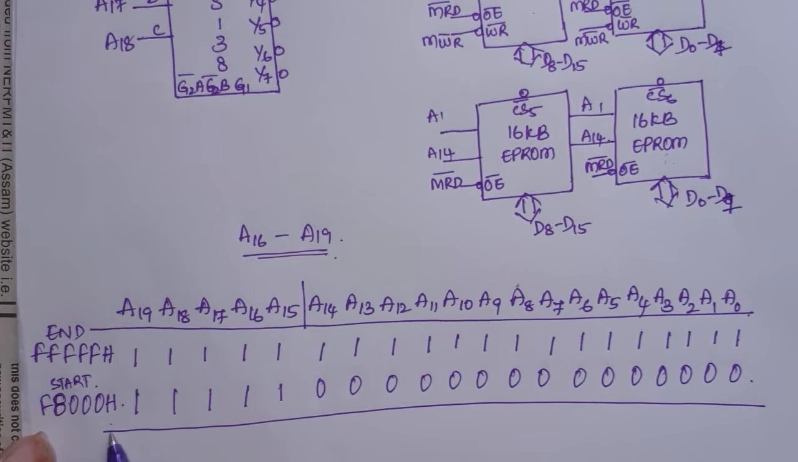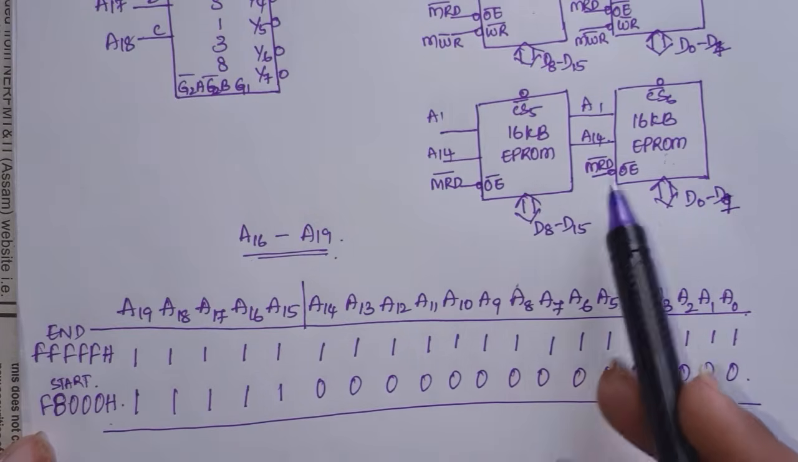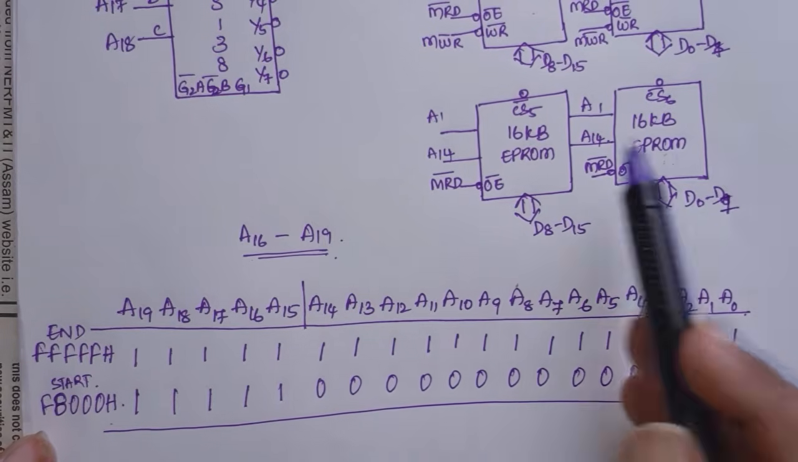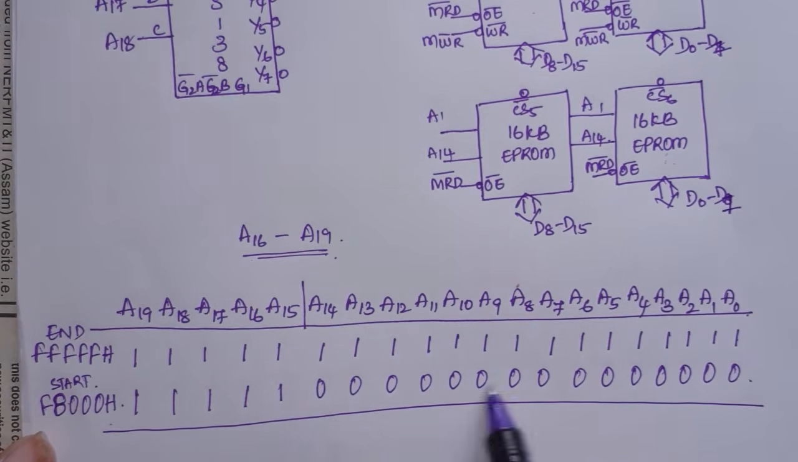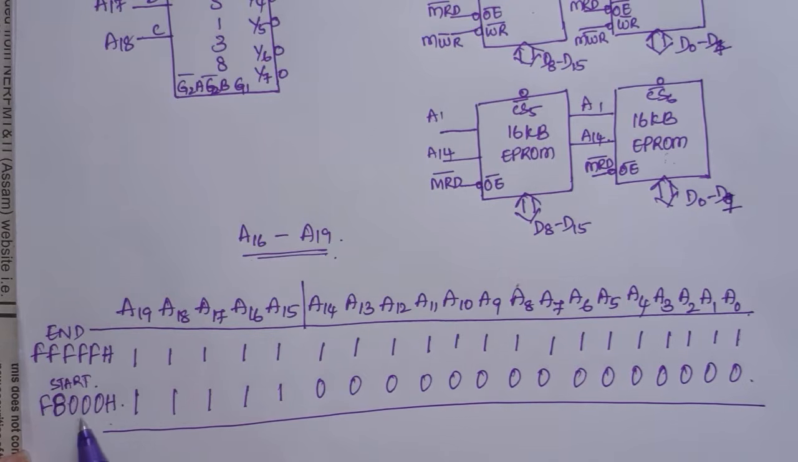And to get the start address, we know how many address lines are required here for the 32 KB EEPROM. So all these bits will be varying. To select, we'll have different combinations starting from all zeros to all ones. So I have written all zeros as the starting address, and we get the address F8000H as the start address.